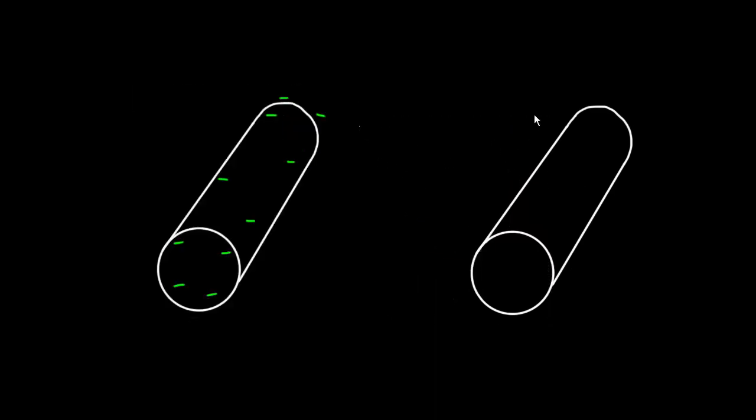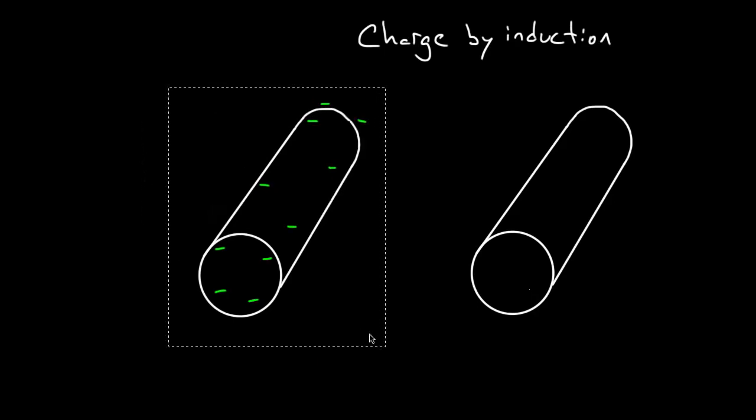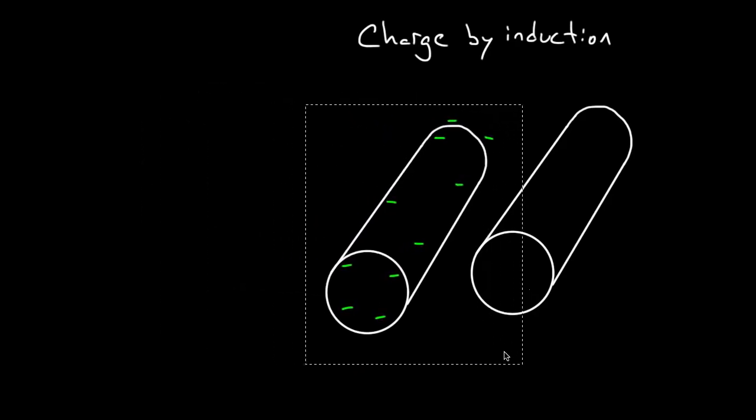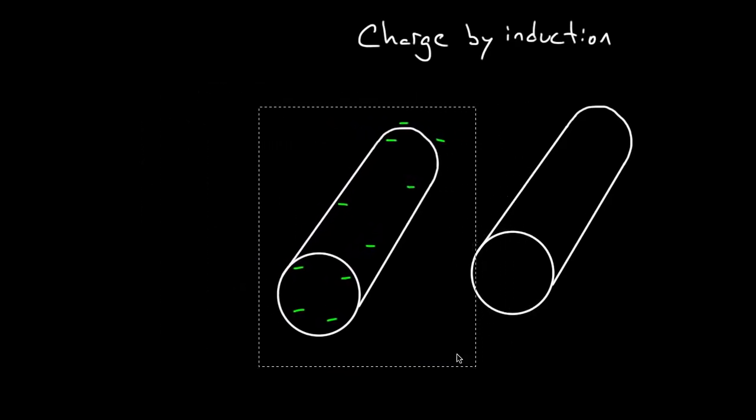That's easy. You can also get clever. You can charge something by induction, it's called. And what does this mean? Charge by induction says, all right, first imagine I just take this and bring it nearby, but don't touch it. I just bring it nearby this other piece of metal and I don't touch it.